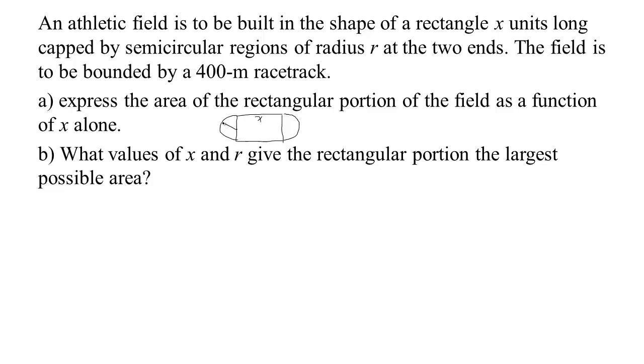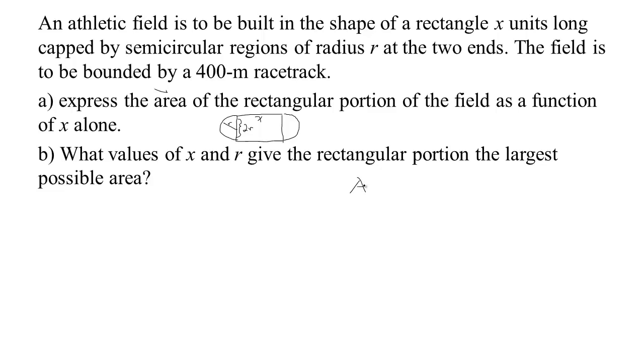There's going to be a semicircle on either end. Now if the radius of the semicircle is r, then all the way across is going to be the diameter. That's going to be 2r. So our goal is to make a track that's 400 meters all the way around, and what we want to do is choose the dimensions x and r so that we get the biggest possible area of the playing field in between. So the first thing we want to do is to get an expression for the area.